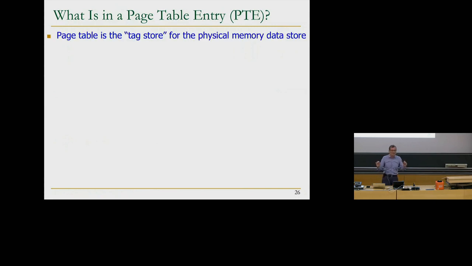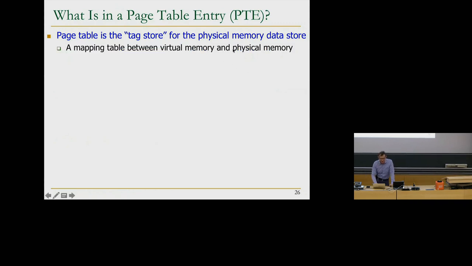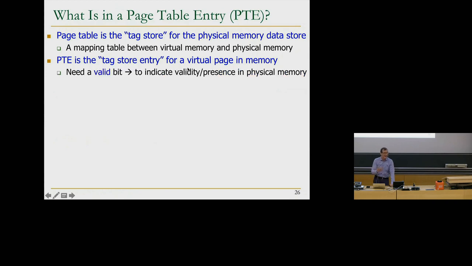You can think of the page table as a tag store for the physical memory data store. That's another way of thinking about it, because physical memory is a data store, and the page table tells you what data really exists in this data store compared to all of the things that you can have in virtual memory. So it's a mapping table between virtual memory and physical memory. And a page table entry is a tag store entry for a virtual page in memory. So you need a valid bit for that reason.